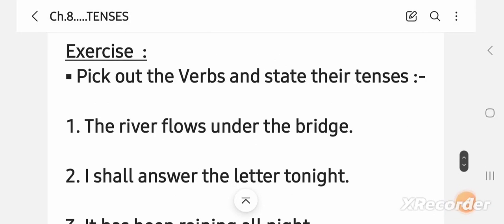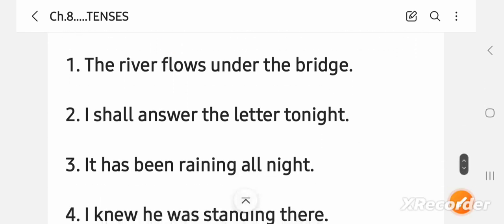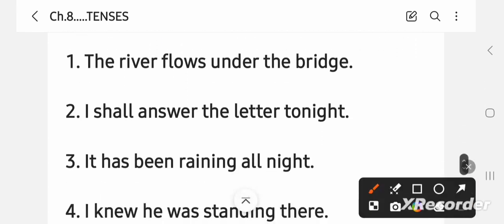Now let's solve a few sentences so that we get a little bit of practice. Here what we are going to do is pick out the verbs from the sentences and state what tense they are in. Alright? Let's start with the first sentence.